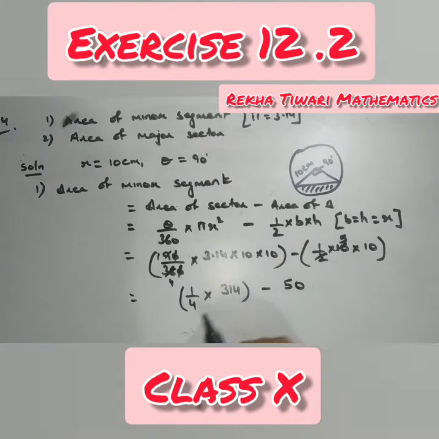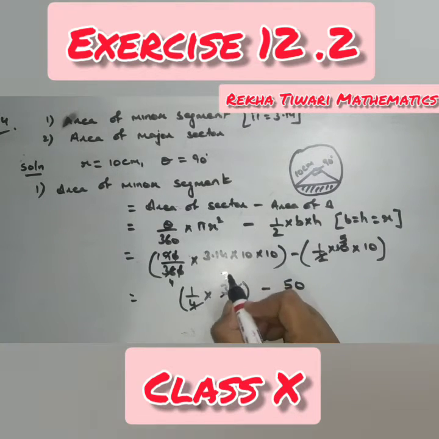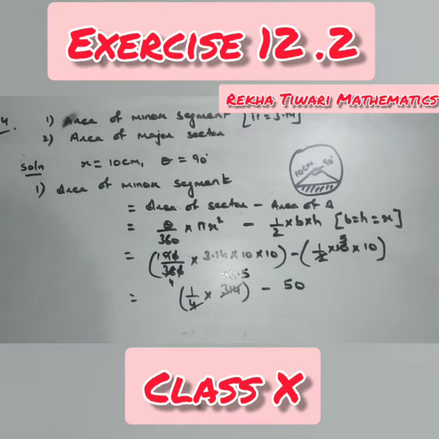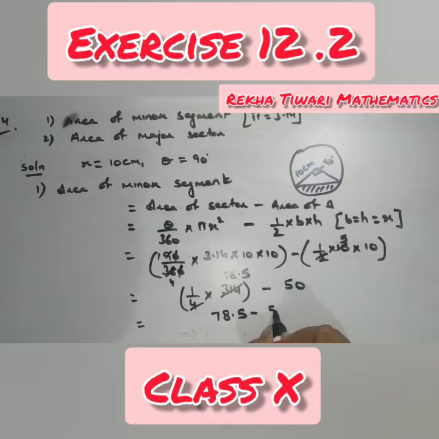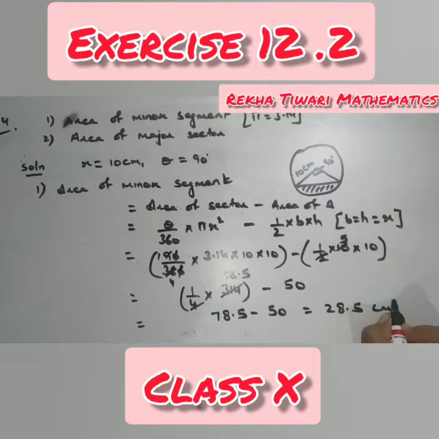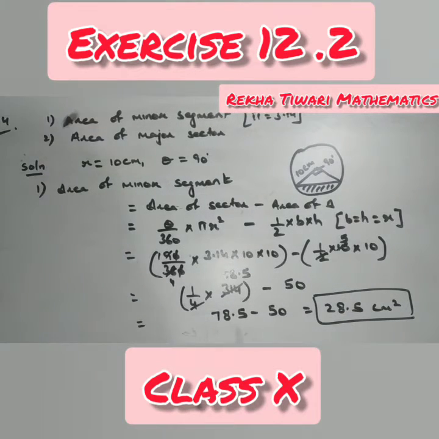Correct? We can further solve this. It comes out to be 78.5. So this is 78.5 minus 50, which gives you 28.5 centimeters square. Hope it is clear. Now the second part is you have to find out area of major sector.